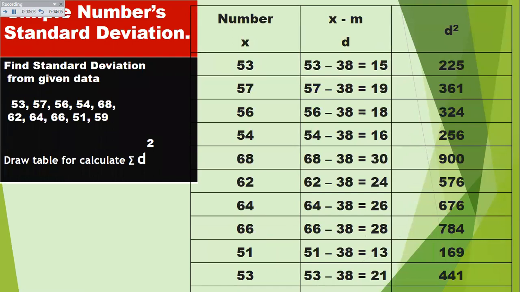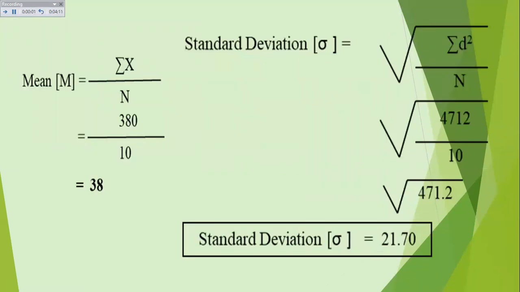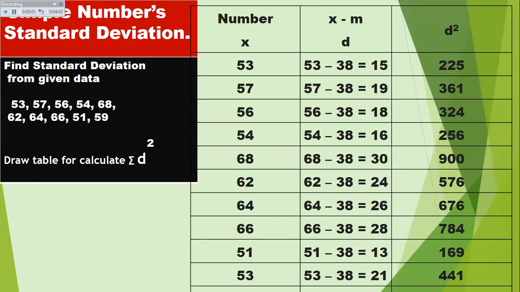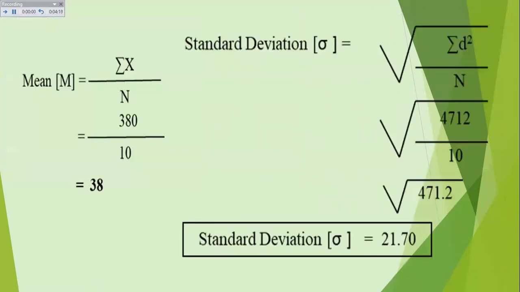Okay, see here, the mean is 38 and summation D square is 4712. How to calculate summation D square? Summation D square means take the total of each and every D square: 225, 361, 324, 256, 900, the total of all numbers. It is called summation D square, and that is 4712.